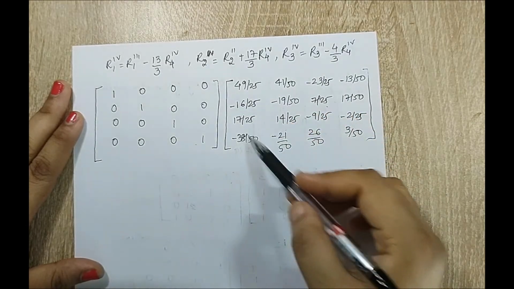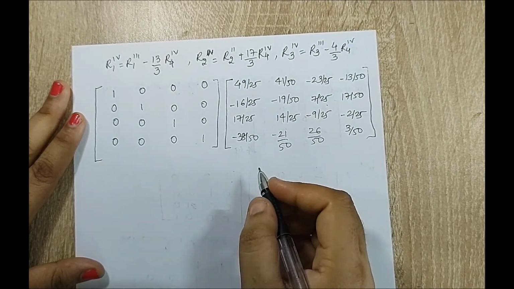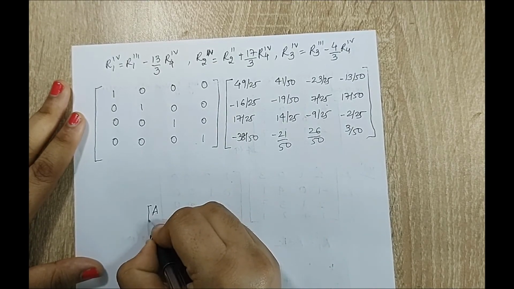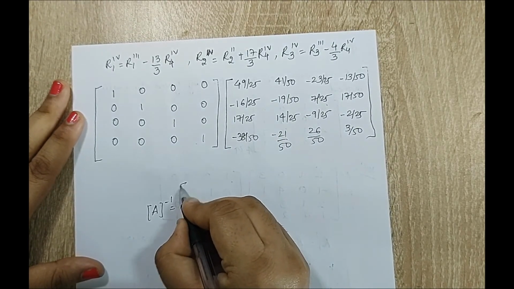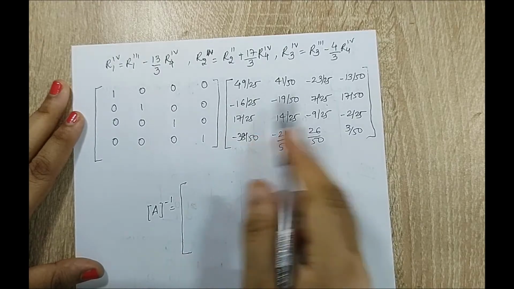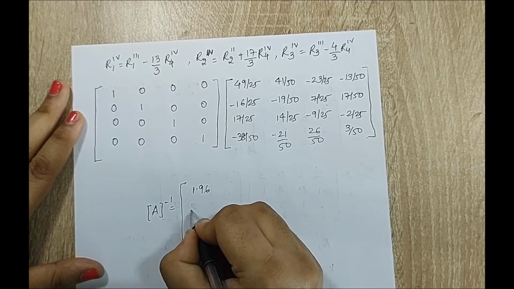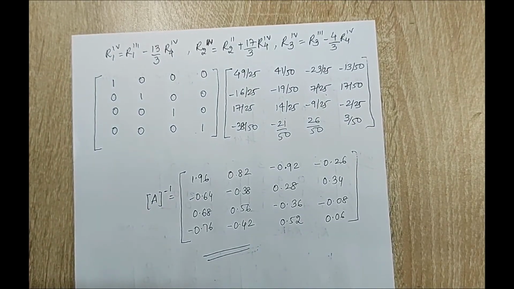Now this matrix that I have obtained is actually the inverse of the original matrix A which was given to me. So I can simply write down that the inverse of matrix A is this matrix which I have just obtained. Now I'll just convert them into decimal values. So I get 1.96, minus 0.64. This is how the inverse of a matrix is supposed to be found by the Gauss elimination method.